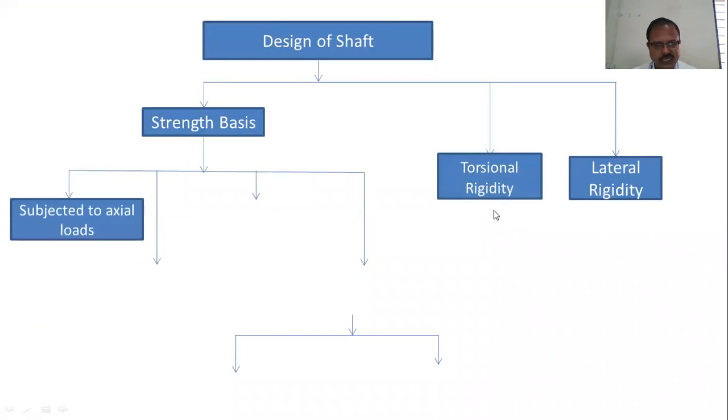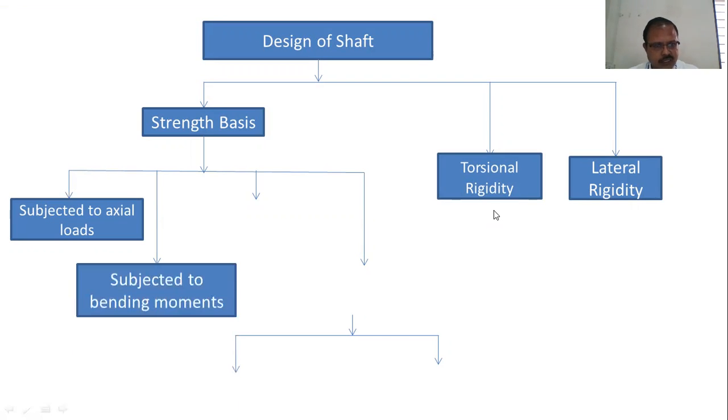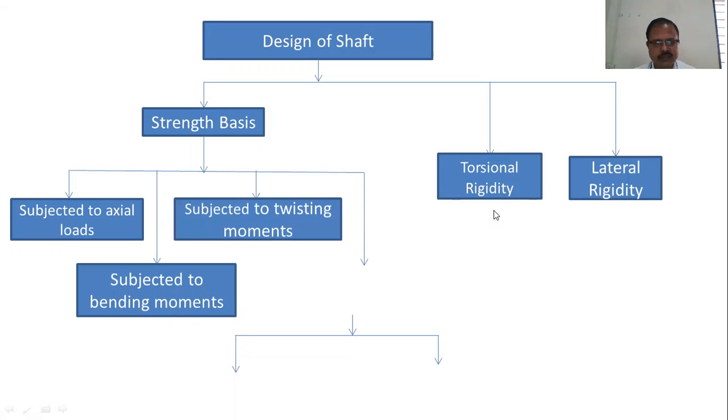On the basis of strength, shaft can be designed which are subjected to axial loads. That means the load is acting on the axis of the shaft. When lateral loads are acting on the shaft, then the shaft is supposed to bend, and due to the action of the bending moments, bending stresses are getting induced. We can design the shaft on the basis of twisting moment while transmitting the torque. The shaft twists and shear stresses are getting induced in the shaft.